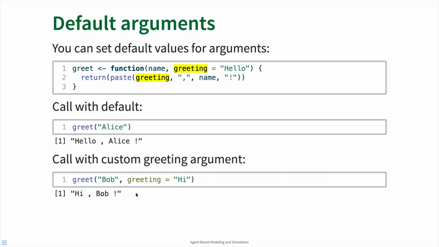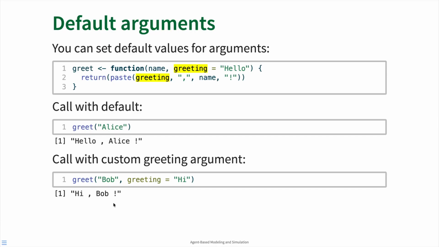If we wish to, we can also supply an actual value to the greeting argument. Right? Here we can say greeting equals hi. And so because we have customized the value, instead of using the default hello, it will use hi instead. And so the return value combines hi with the name argument Bob.